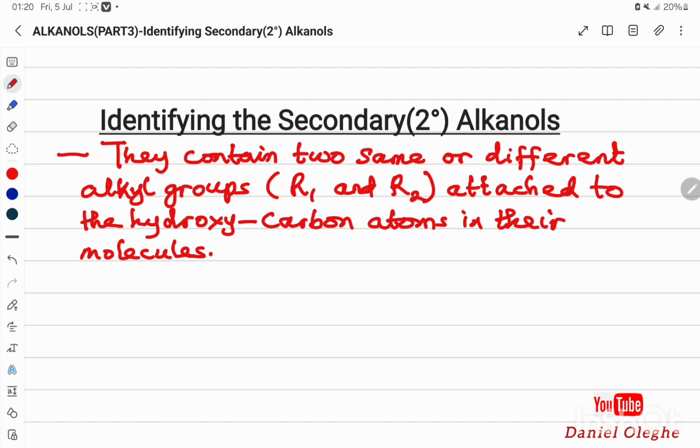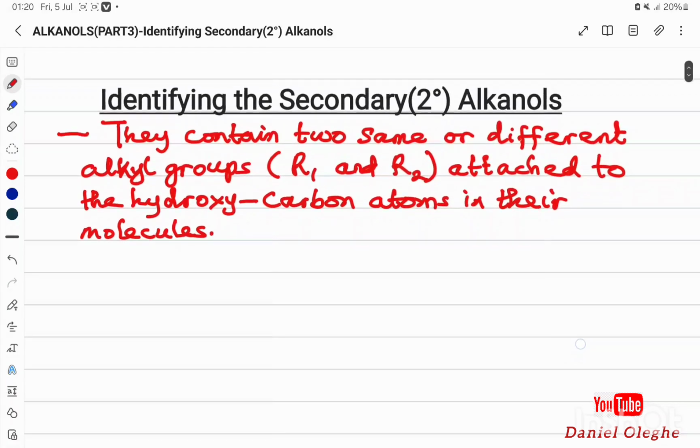I hope you still remember what hydroxy-carbon atoms are. In the previous video, I explained that hydroxy-carbon atom is a carbon atom in the carbon chain that bears the hydroxy group. It is a carbon atom that the hydroxy group is attached to or covalently bonded to in the molecule. So secondary alkanols contain two alkyl groups which are either the same or different attached to the hydroxy-carbon atom in their molecules.